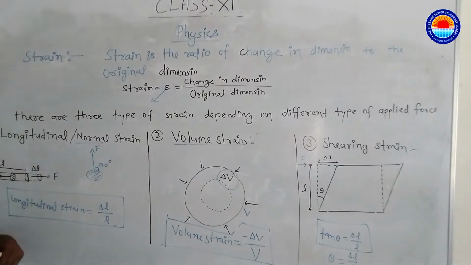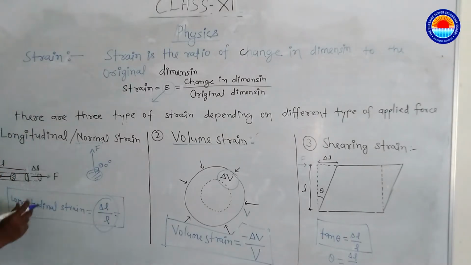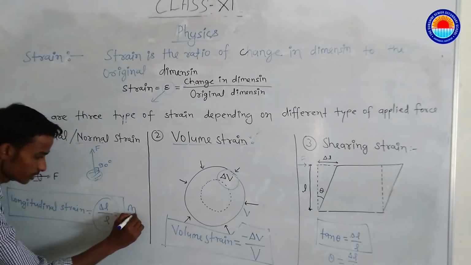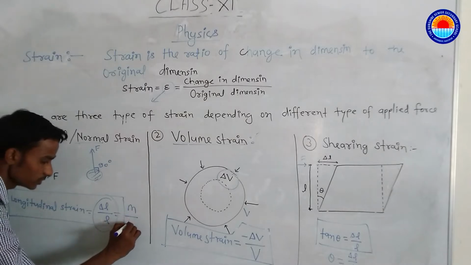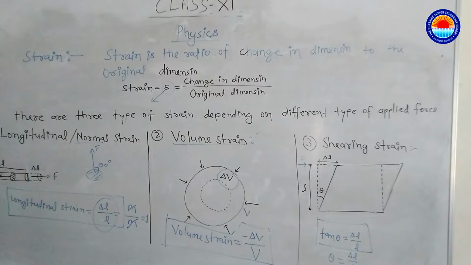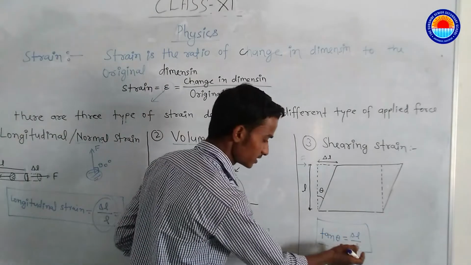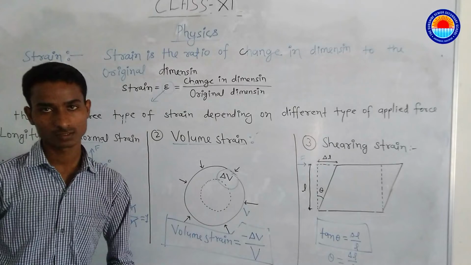And the unit of strain is unitless, because if we measure length in meters and also the original length in meters, then longitudinal strain, volume strain and tangential strain have no unit, so they are dimensionless, unitless.